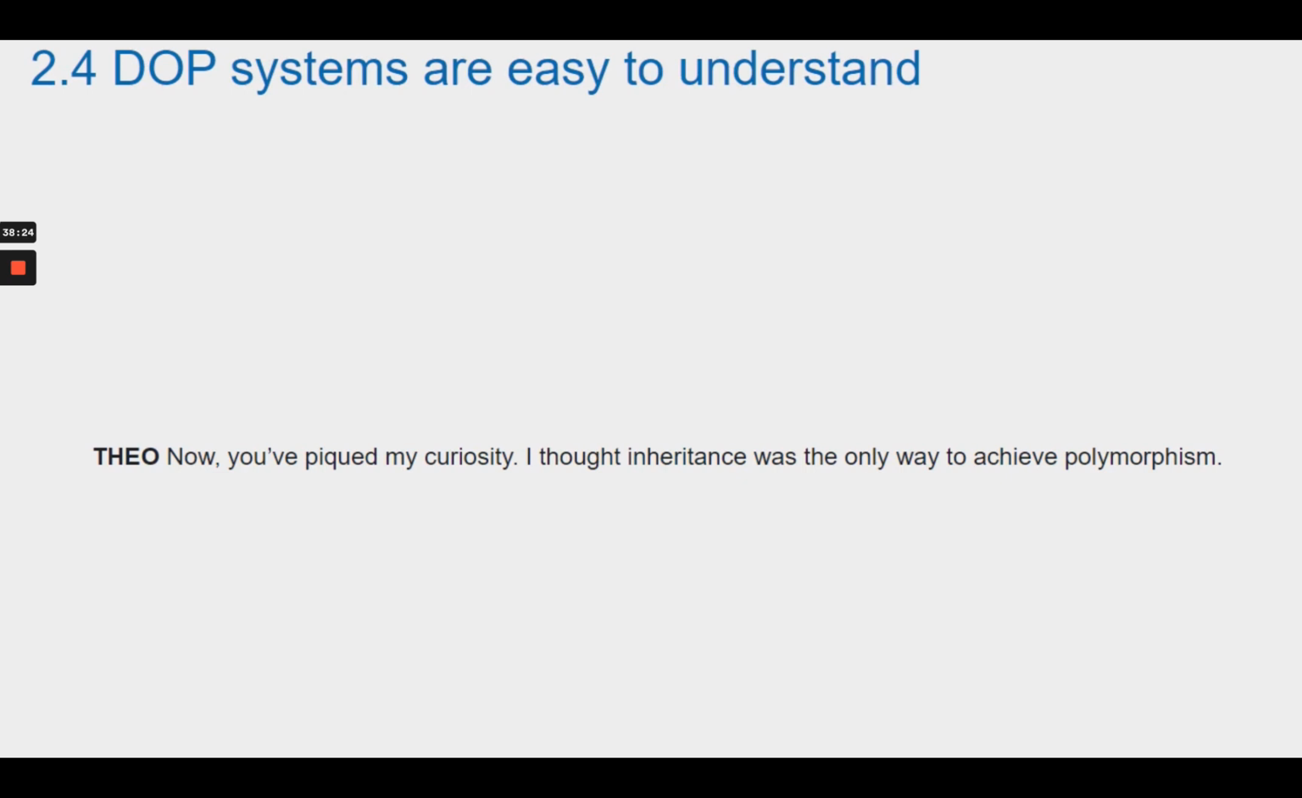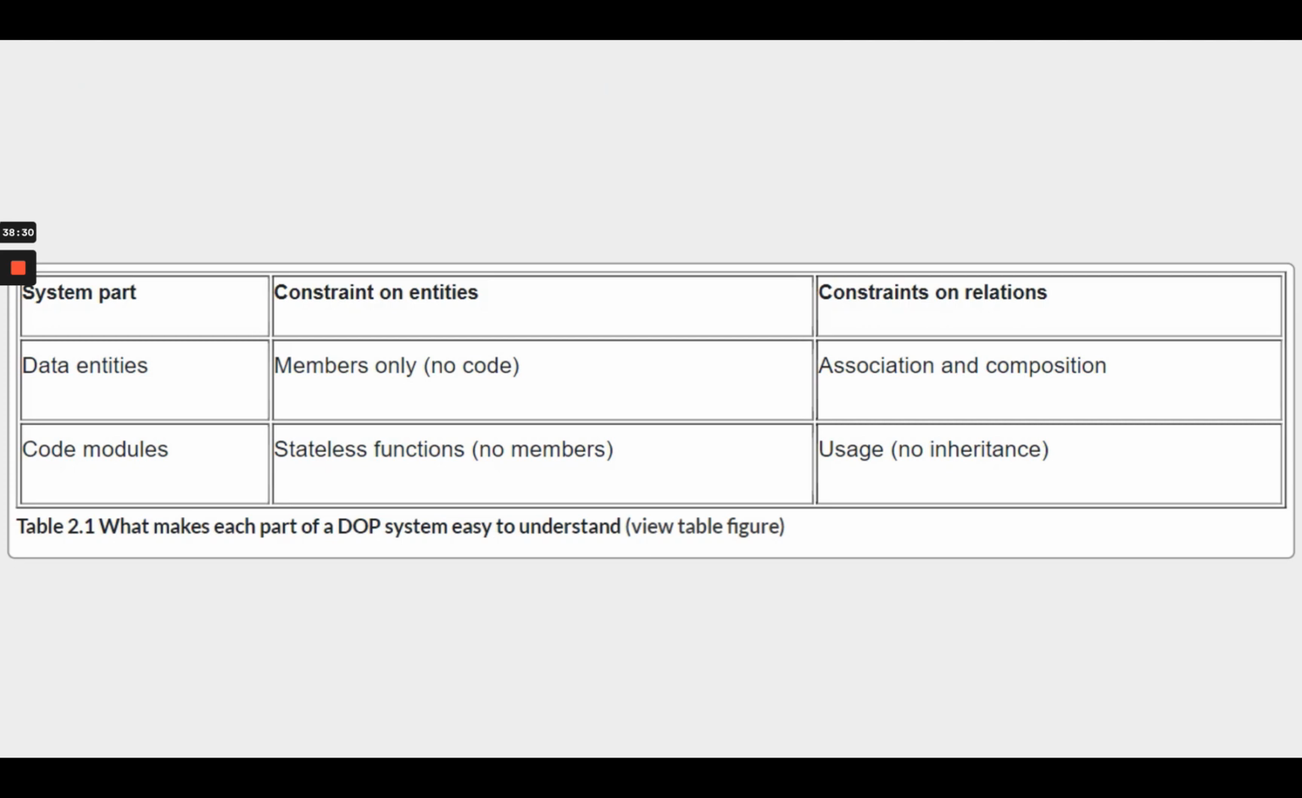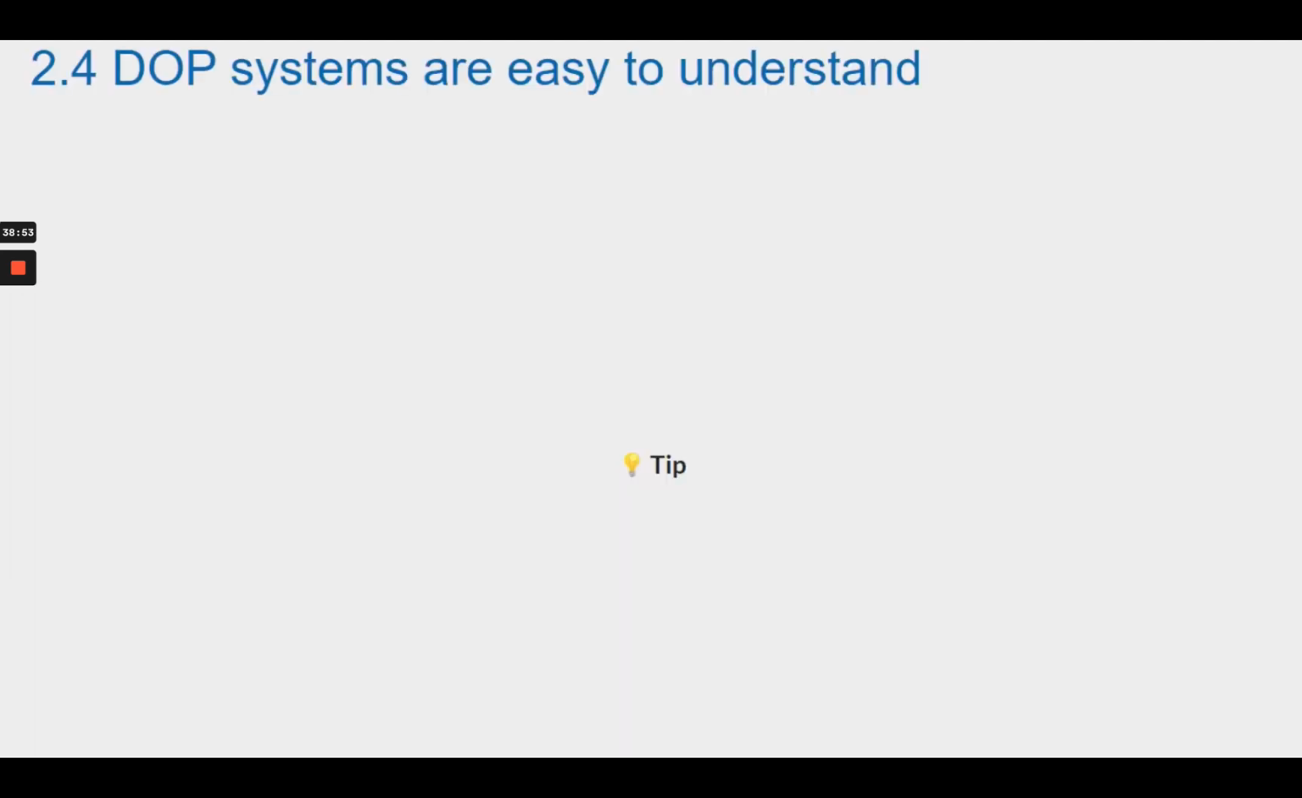Theo, "Now you've piqued my curiosity. I thought inheritance was the only way to achieve polymorphism." Theo looks again at the module diagram in Figure 2.9. Now he not only feels that this diagram is simpler than traditional OOP class diagrams, he understands why it's simpler. All the functions are static, and all the relations between modules are of type usage. Table 2.1 summarizes Theo's perception. Tip: the only kind of relation between DOP modules is the usage relation. Tip: each part of a DOP system is easy to understand because it provides constraints.